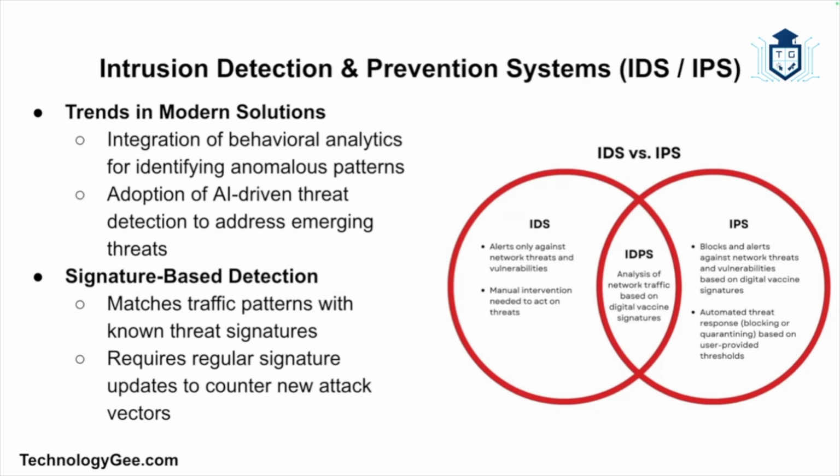All right, next let's talk about intrusion detection and prevention systems. Modern IDS and IPS solutions are adapting to emerging threats with behavioral analytics and AI-driven threat detection. Also in regards to IDS and IPS are signatures. Signature-based detection compares traffic patterns to known threat signatures. So you want to regularly update these signatures to stay ahead of new attack vectors.